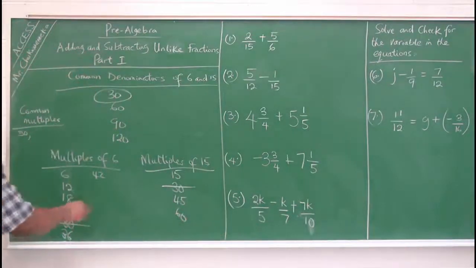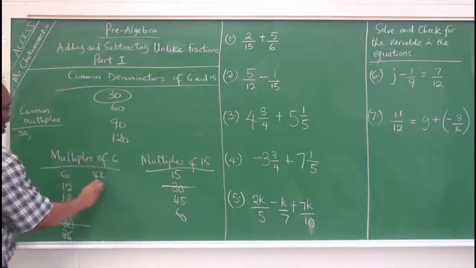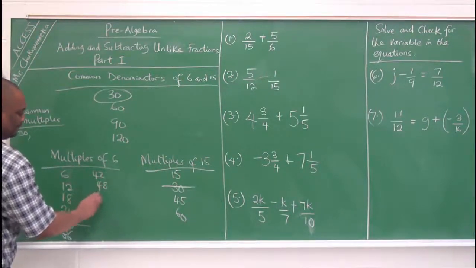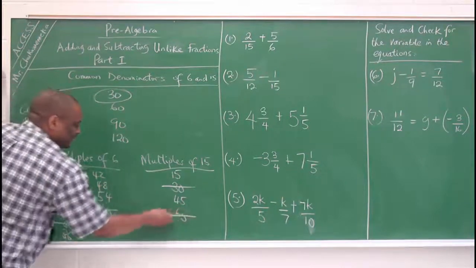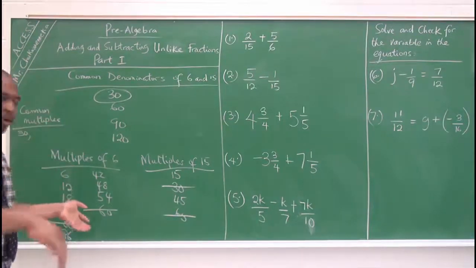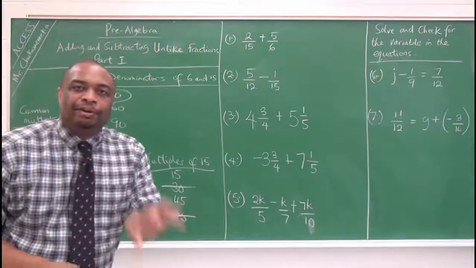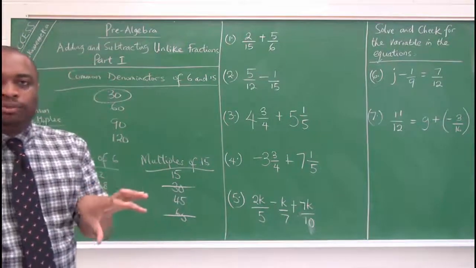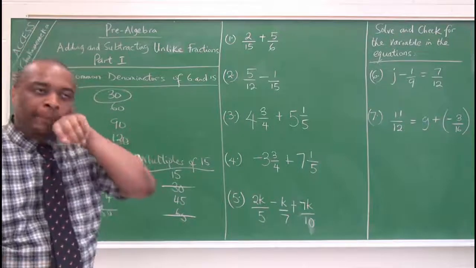Okay. So another multiple is 60. Okay, 6 times 8 is 48. 6 times 9 is 54. 6 times 10 is 60. 60 is another common multiple. And if you keep listing, you will find other common multiples. Now, we see that of all these common multiples, it is easier for us to work with the least one. And that least one gives us 30.